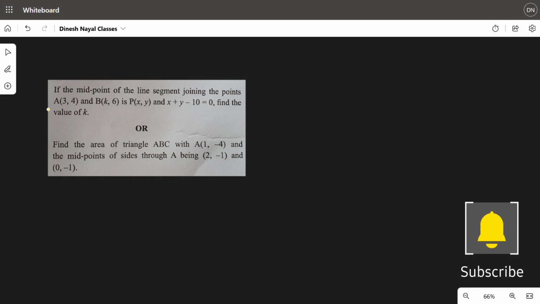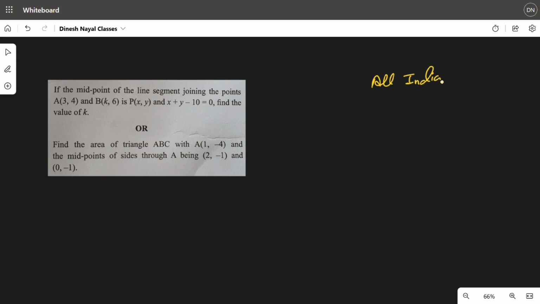So now we have the 8th question of our class. This is from All India 2020. This is section C. The question is from section C. This is a 3 marker, and this question was number 30 of that paper.